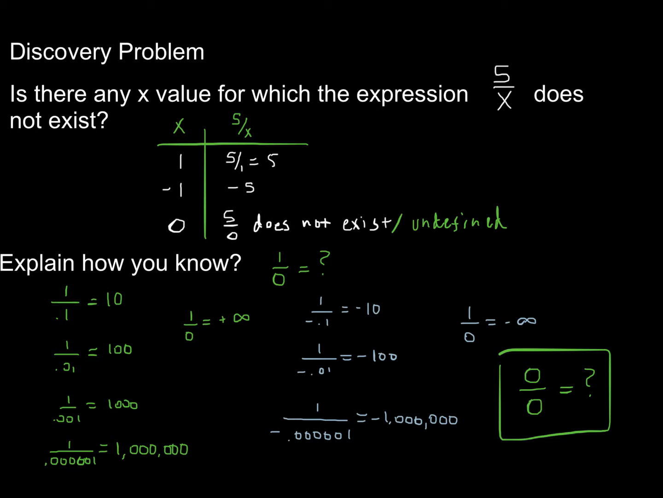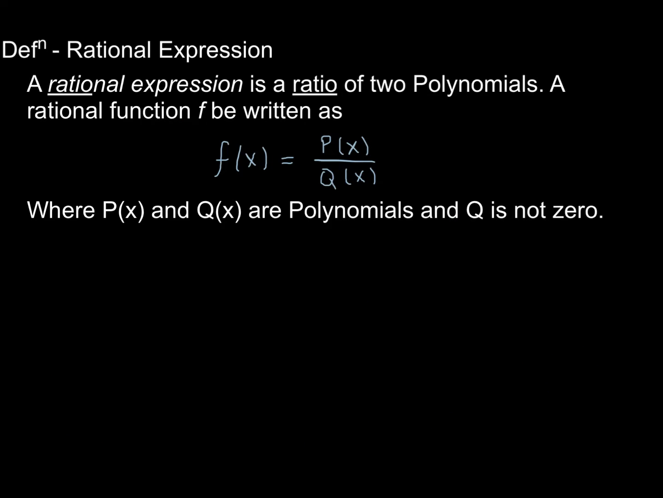But now let's go ahead and move on, and let's take a look at rational expressions in general. So this was an example of a rational expression, and now let's define it and take a look a little more closely at some rational expressions in real life. Alright, a rational expression, and within the word rational is the word ratio, and this helps us remember what a rational expression is. A rational expression is a ratio of two polynomials. A rational function can be written as f of x is equal to p of x divided by q of x, where p and q are polynomials and q is not 0.